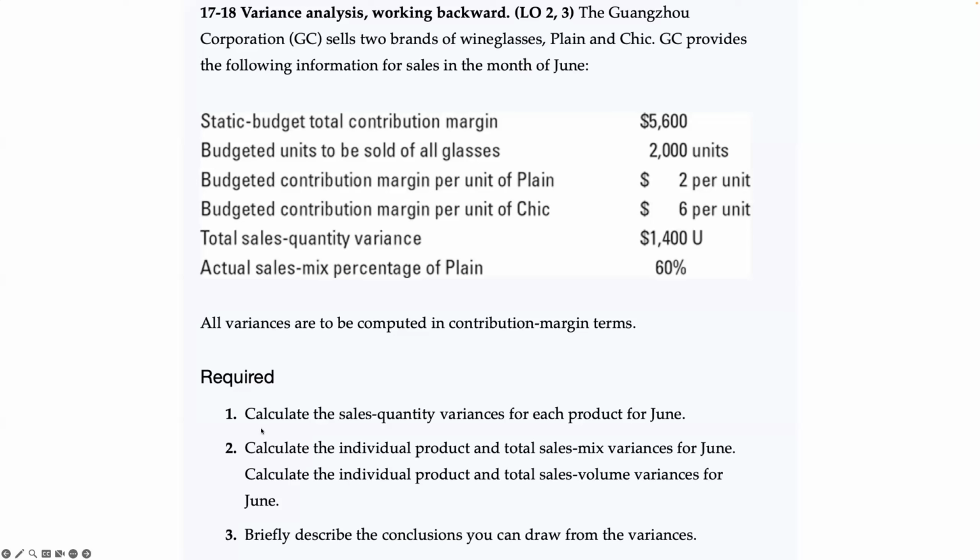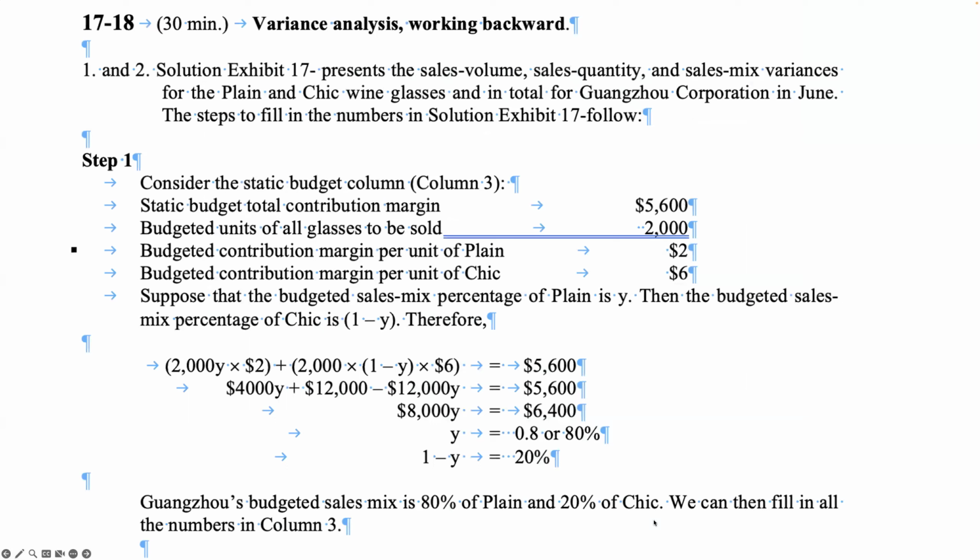So we are required to calculate sales quantity variance for each product for June. Calculate individual product and total sales mix variance for June. Calculate individual product and total sales volume variance for June. And briefly describe the conclusions you can draw from the variances.